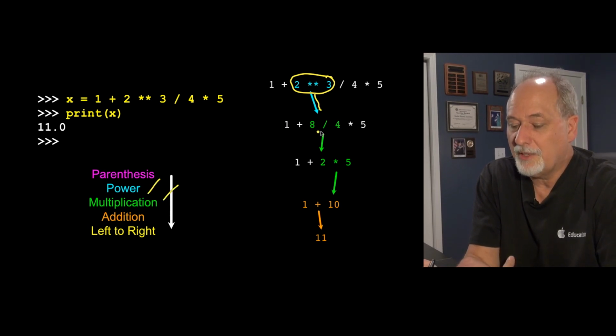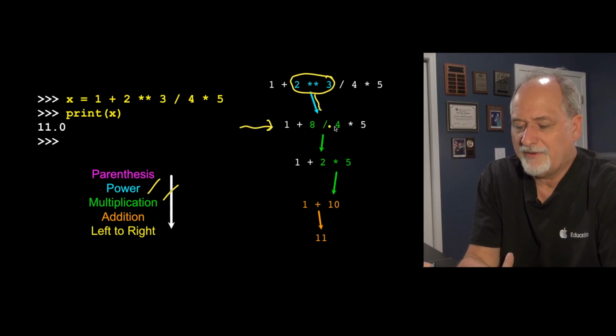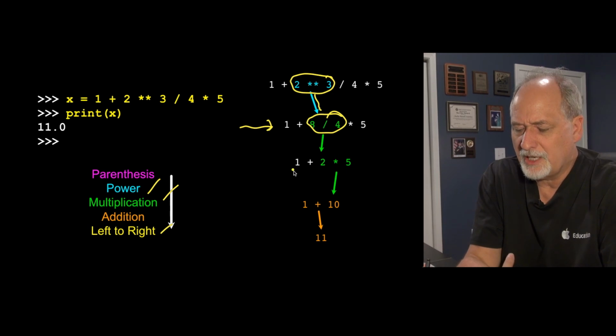There is both multiplication and division. They're equal, they're at the same level. And so they are done left to right. 8 divided by 4 happens before 4 times 5. The fact that it's not 4 times 5 but instead 8 divided by 4 first is because of the left to right rule. So then this gets rewritten to be 1 plus 2 times 5, and multiplication is the top one, so that is done next.